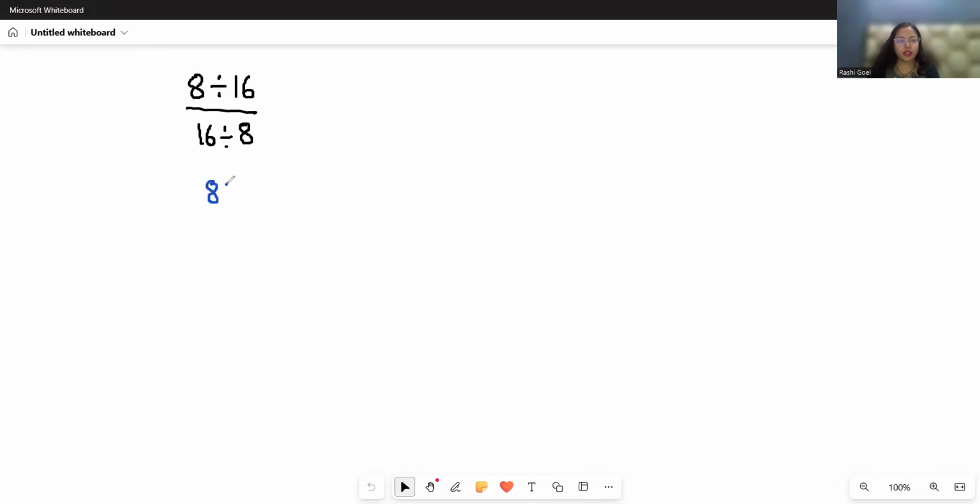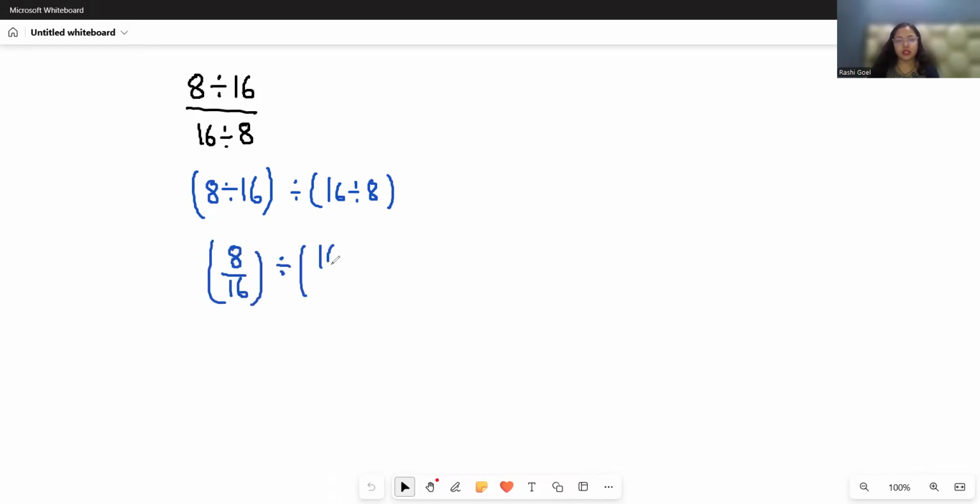So 8 ÷ 16, the numerator I can write in a bracket, and then a division sign, then write the denominator. Simple. First solve the first bracket by writing 8 divided by 16, then 16 divided by 8. So this gives us 1/2 ÷ 2/1.